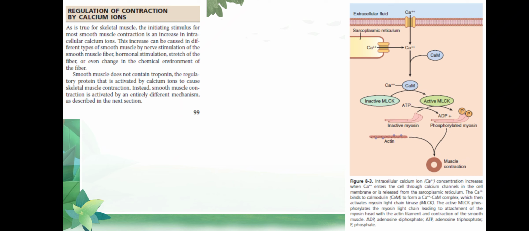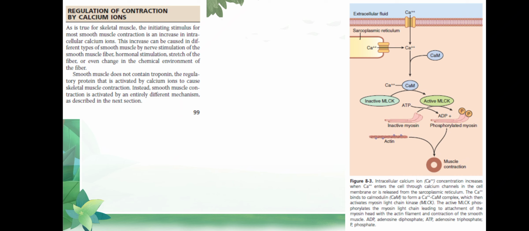The initiating stimulus for most smooth muscle is an increase in intracellular calcium. The increase can be caused in different types of smooth muscle by nerve stimulation of the smooth muscle fiber, hormonal stimulation, stretch of fiber, or even change in chemical environment of the fiber. So these are the causes that can stimulate a smooth muscle cell, isn't it? They can be chemical environment change, hormonal stimulation, nerve stimulation, or stretching of fiber.